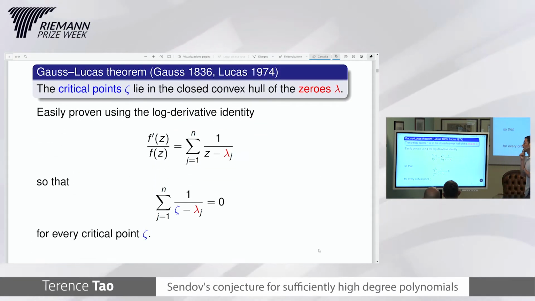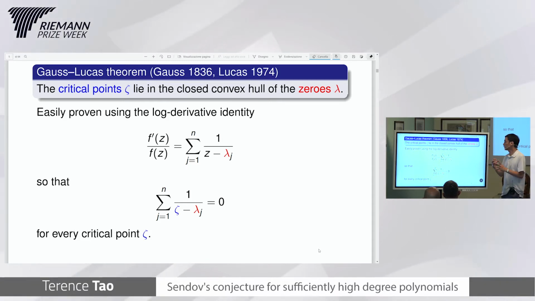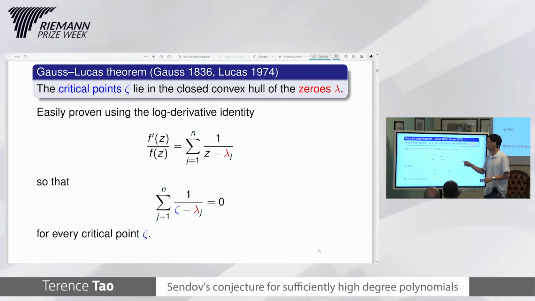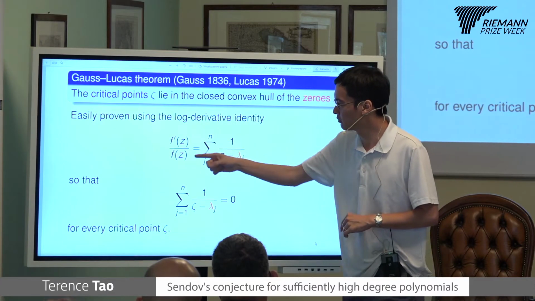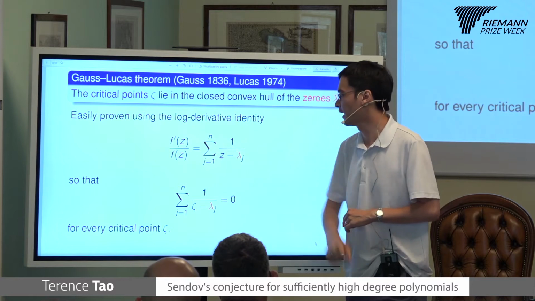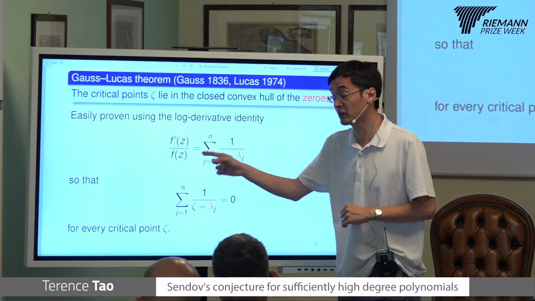Okay, but we do have an analog of Rolle's theorem, which is also very classical and well known. It's called the Gauss-Lucas theorem. The Gauss-Lucas theorem says that the critical points, wherever they are, lie in the convex hull of the zeros. So if you take the smallest convex set that contains all the zeros, it also contains the critical points. And it's actually quite easy to prove. The way you prove it is that you take the ratio of the derivative and the function itself. This is called the logarithmic derivative.